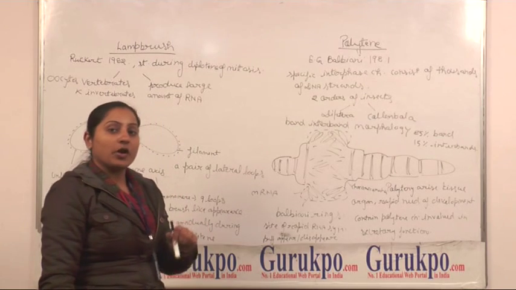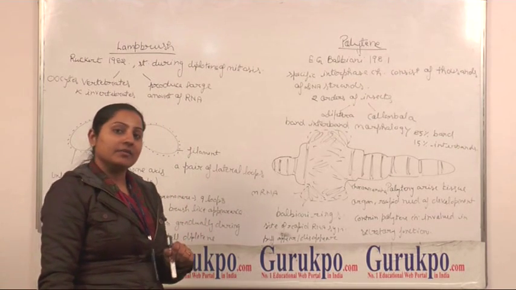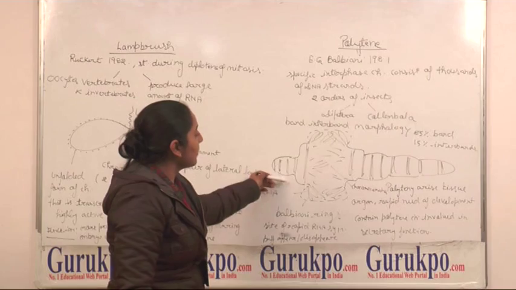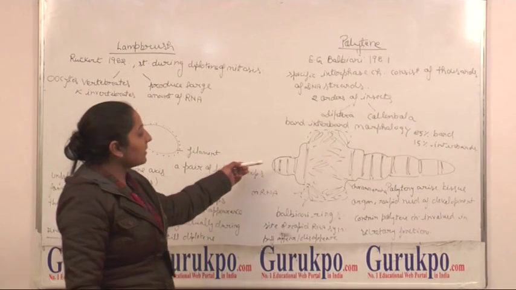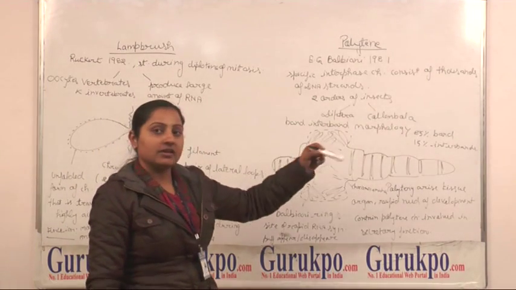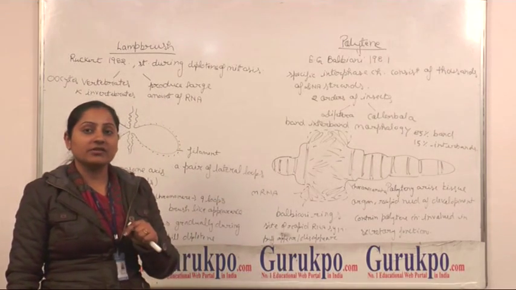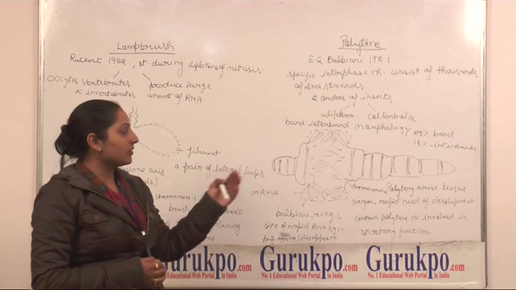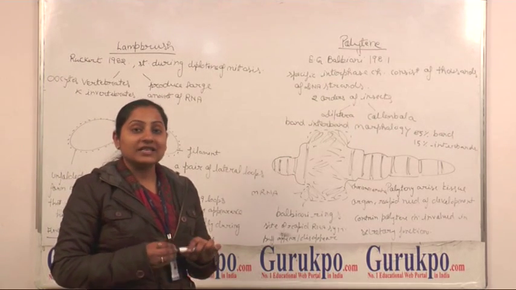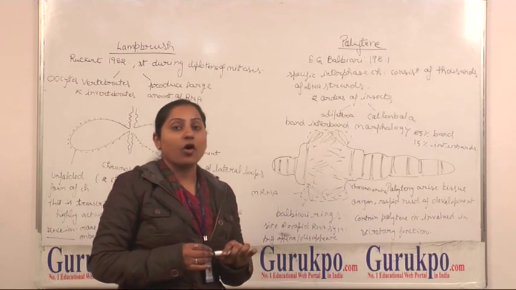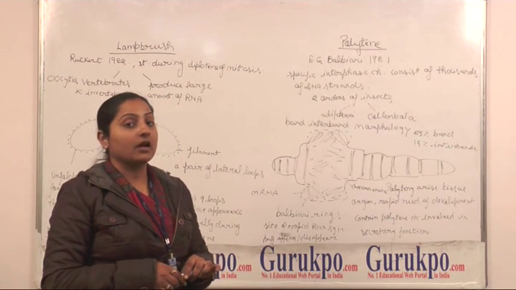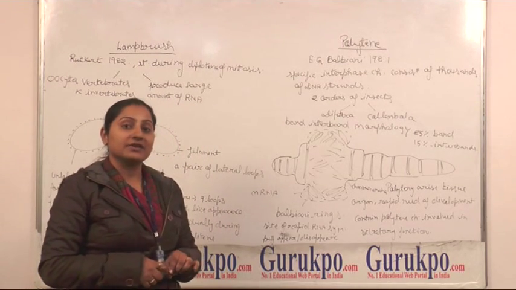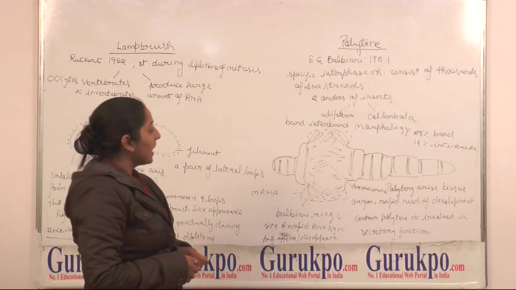Each polytene chromosome shows band and interband morphology. This is the polytene chromosome. These are the bands, the dark lines. Bands are the regions where there is a high density of DNA, and in the interband there is low density of DNA. 85% of the DNA of a polytene chromosome lies in the band region and 15% lies in the interband region.